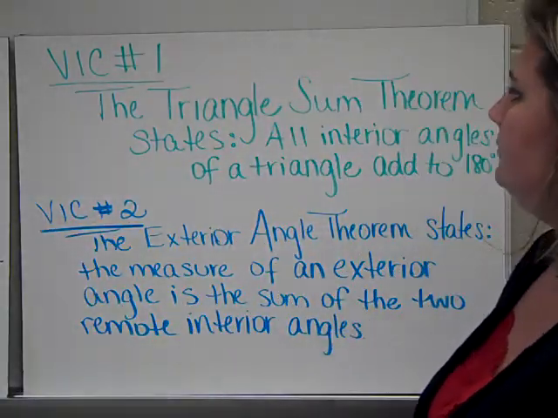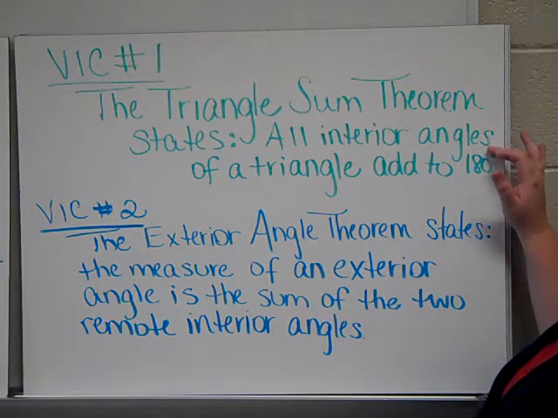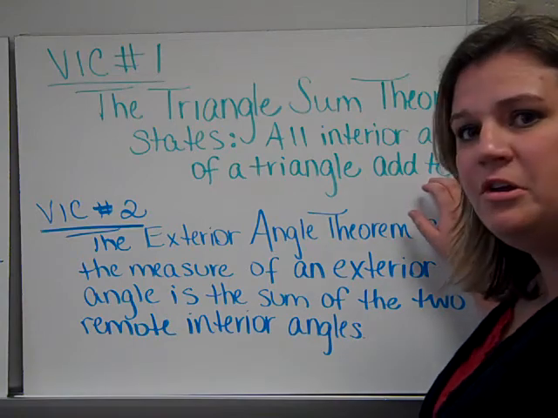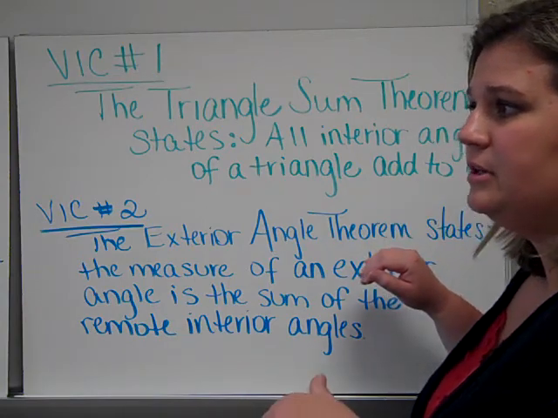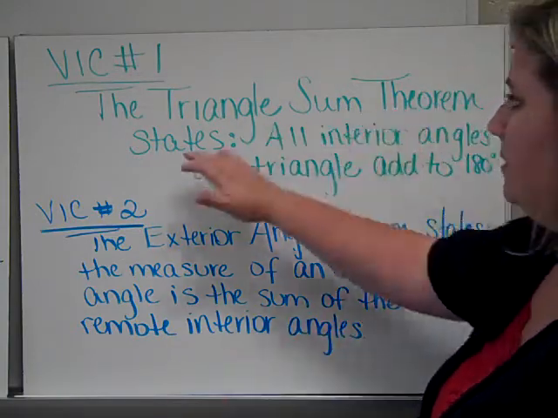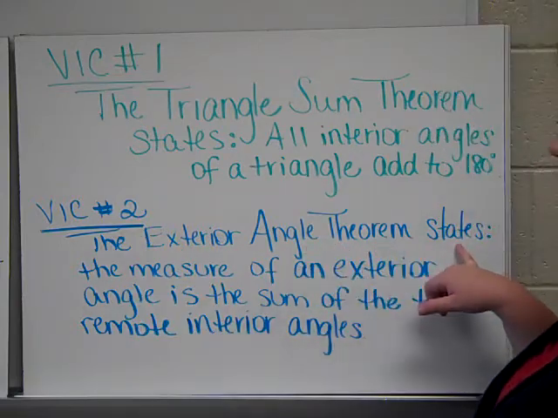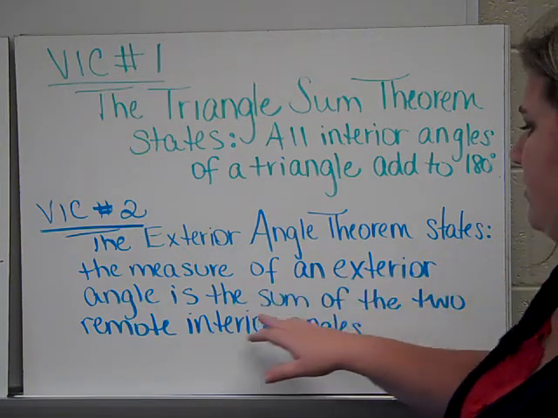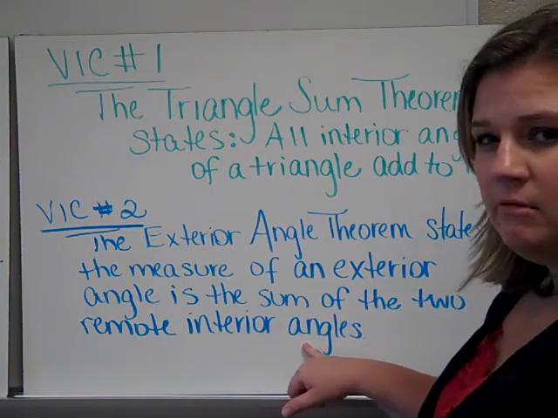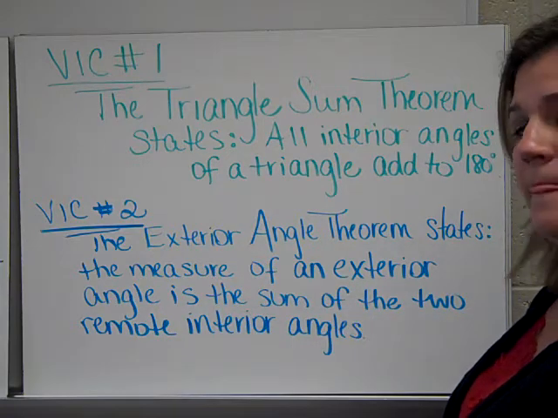Vocab number 1. The triangle sum theorem states this: all interior angles of a triangle add up to 180 degrees. You probably didn't know, when you talked in previous years about how all three angles add up to 180, that it actually has a name: the triangle sum theorem. Vocab number 2. The exterior angle theorem states the measure of an exterior angle is the sum of the two remote interior angles. So we're seeing that word again, remote interior angles, and it is applied to this particular theorem.